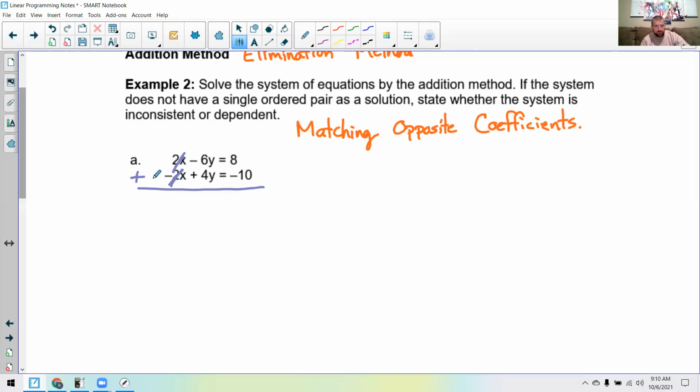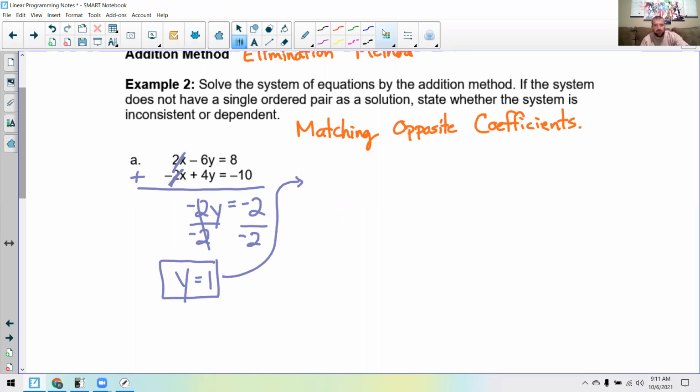Then I have negative 6y plus 4y. Negative 6y plus 4y is negative 2y, equals 8 plus negative 10. 8 plus negative 10 is negative 2. So I have an equation with just y's left. Divide by negative 2. I get y equals positive 1. But again, that's only half the solution. You need to figure out what x is also.